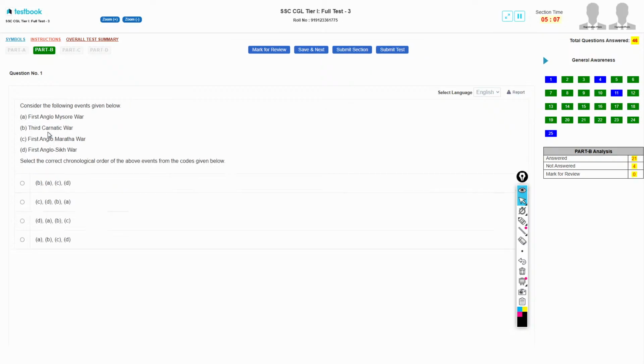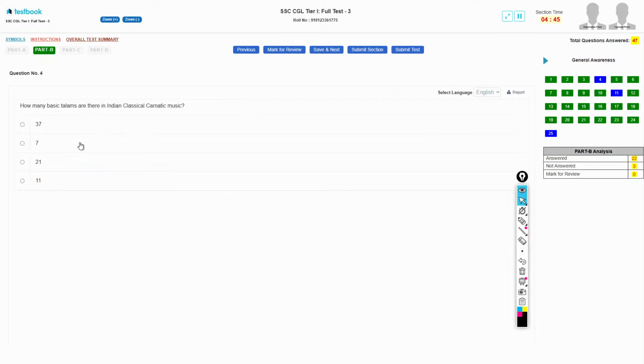Okay, so for this one, I feel the Carnatic war was the first one to break out, then the first Anglo-Mysore war. Then I have no idea. So only the Carnatic. There was Anglo-Sikh, Anglo-Maratha, Anglo-Mysore. Okay, I'll just go with Carnatic to be the first one. Next one. I'm inclined towards 7, but I will not take it for sure.